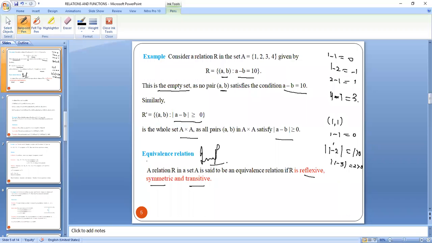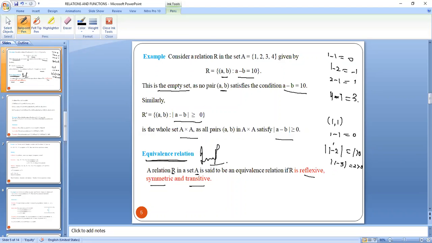So before that we will be having equivalence relation. A relation R in a set A is said to be an equivalence relation if R is reflexive, symmetric, and transitive, right? Till now we have explained what is empty set, what is universal set, depending upon checking the condition. Now we will be having equivalence relation, but equivalence relation depends upon reflexive, symmetric, and transitive relation.